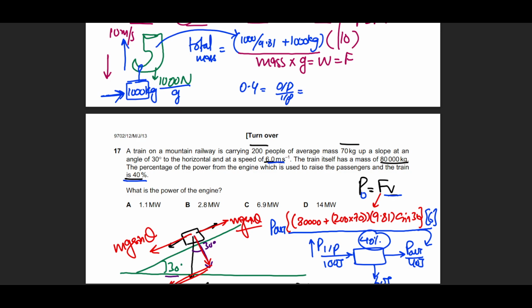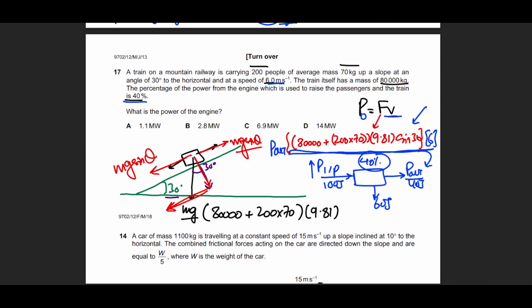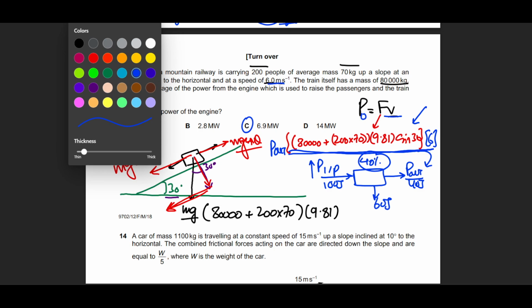So the output power that you've calculated is this one, and you want to find the input power. So input power goes to this side according to the formula. So what you're left with is input power is equal to output divided by 0.4. So when you divide this whole expression by 0.4, you will find out what the power of the train's engine should be. So this comes out as option C, 6.9 kilowatts.